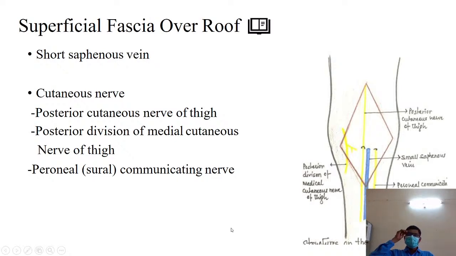So again I am repeating, the superficial fascia over the roof of the popliteal fossa contains a few important structures. The first one is the short saphenous vein or the small saphenous vein, the second is the posterior cutaneous nerve of the thigh, the third is the posterior division of the medial cutaneous nerve of the thigh, and the final one is the sural communicating nerve, otherwise called the peroneal communicating nerve.